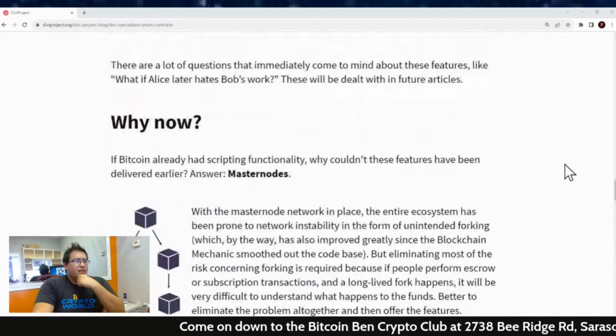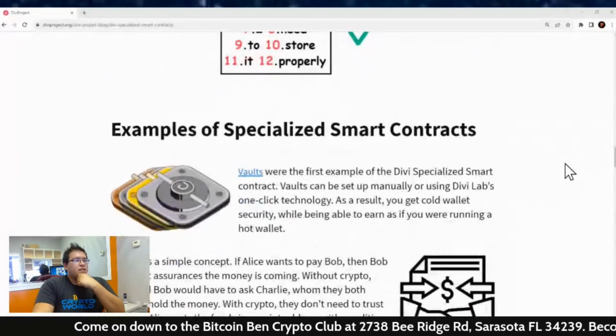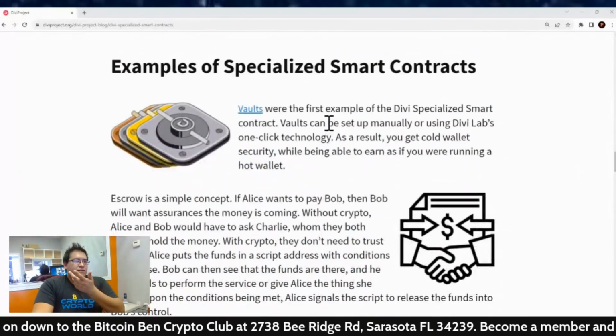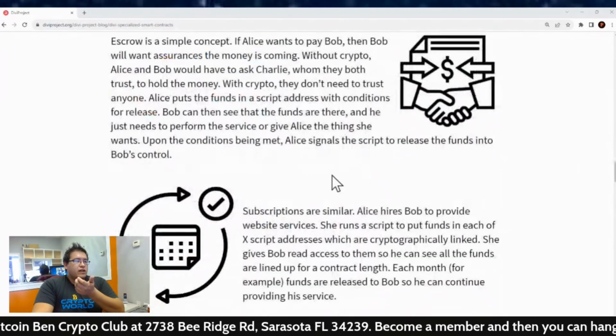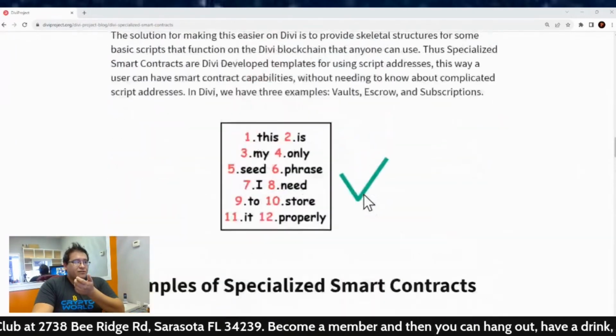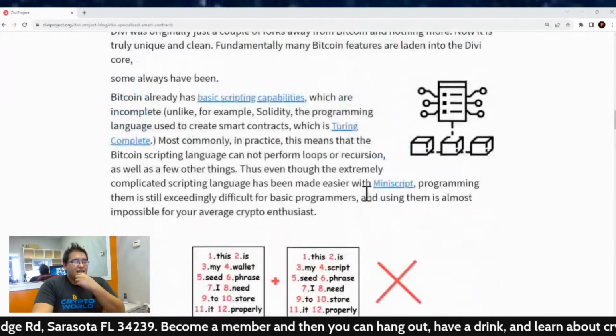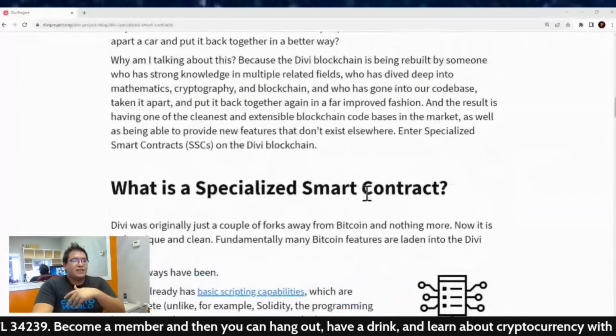But I loved it. Thank you guys for this article explaining smart contracts. It's going to have the vaults you already have, escrow, and subscriptions. So this is like everything's coming together with all of this.